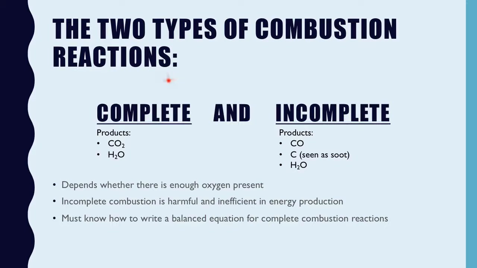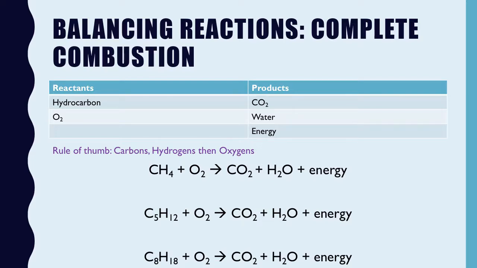In the syllabus, we'll be focusing on complete combustion when we look at how to write a balanced equation for a complete combustion reaction. Complete combustion is when there's enough oxygen present. This is when we are combusting a hydrocarbon with oxygen, and our products are as follows: carbon dioxide, water, energy. I have a couple of examples at the bottom. They are not yet balanced. We have our hydrocarbons, our oxygen, and our products: carbon dioxide, water, and energy.